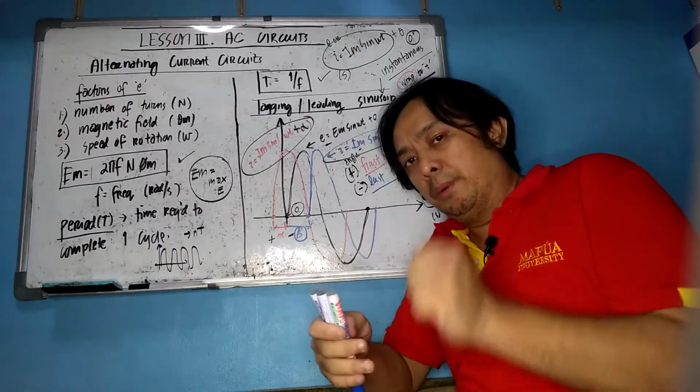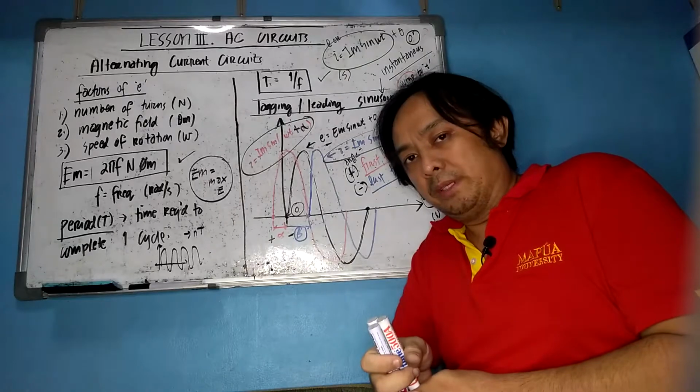So we will continue our basic principle for root mean square.